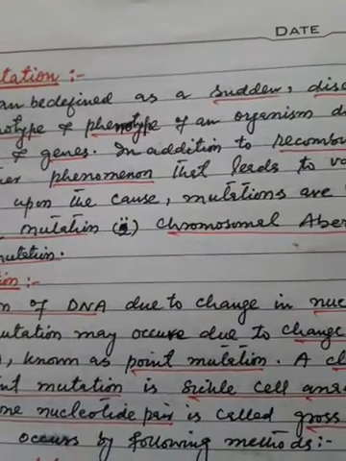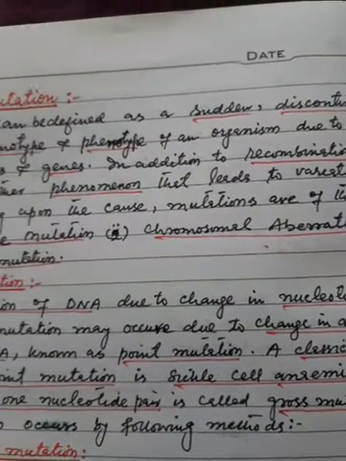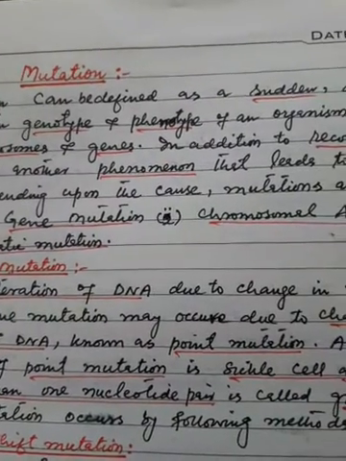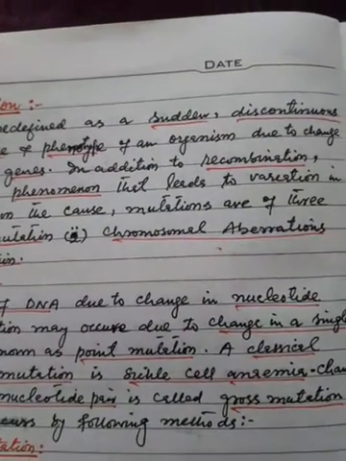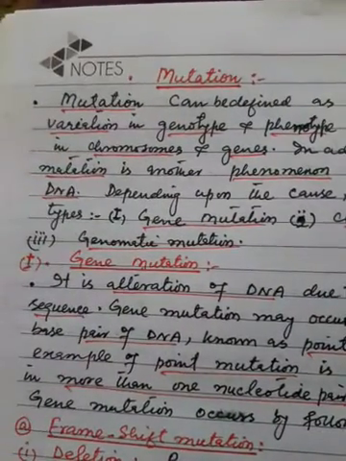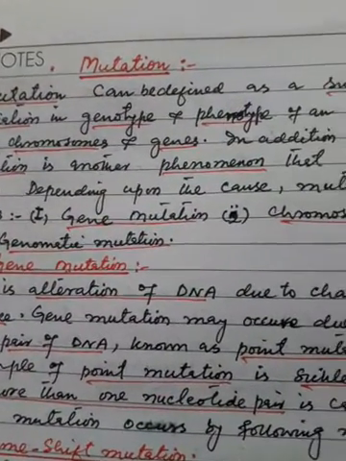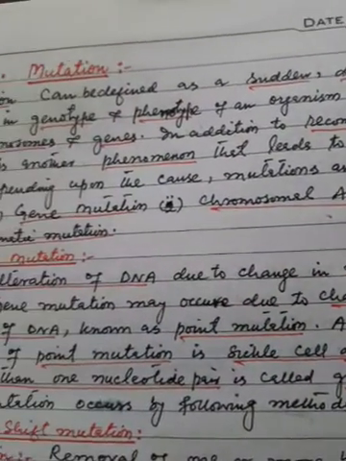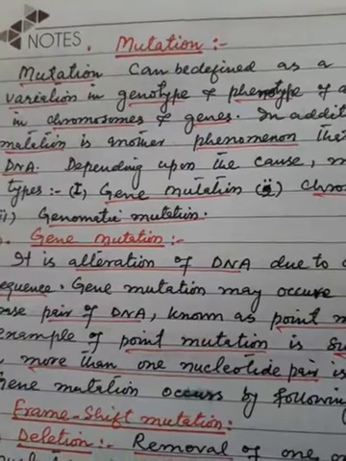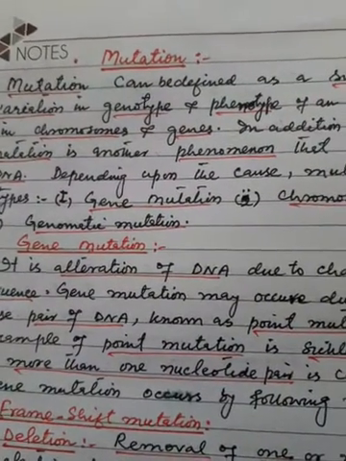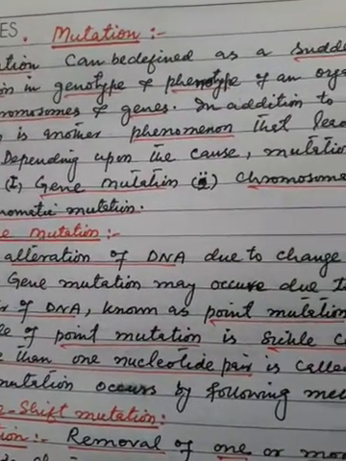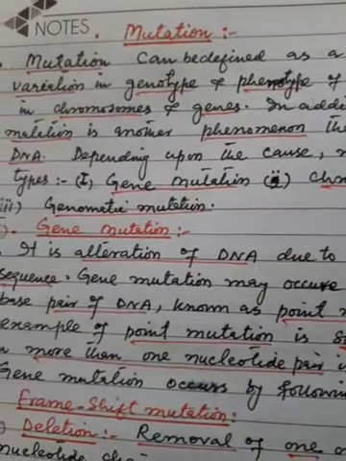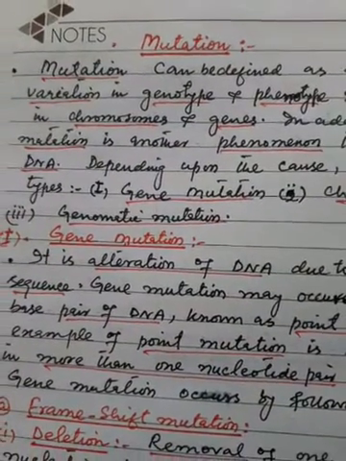In addition to recombination, mutation is another phenomenon that leads to variation in DNA. Depending upon the cause, mutations are of three types. These three types include number one, gene mutation, number two, chromosomal aberrations, number three, genomic mutation.